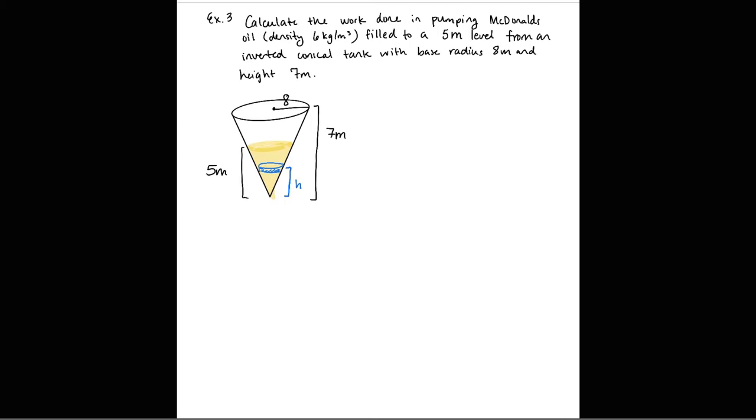So here's what's going to be interesting about this one. When we go ahead and write our work to pump one slice, the volume of the fluid is going to vary. Okay, so when we write our force times distance, the distance to pump it is going to be 7 minus h. That part's easy.